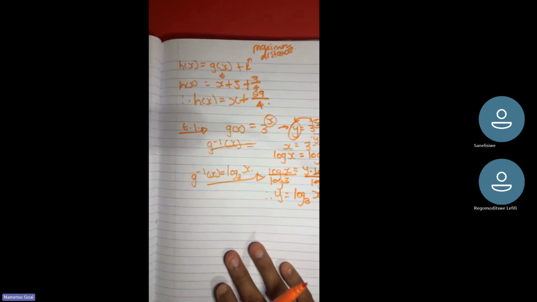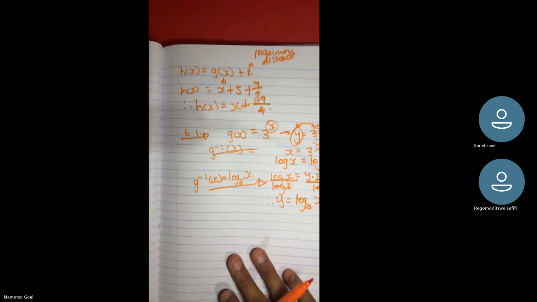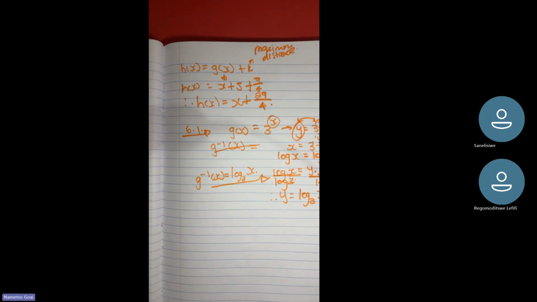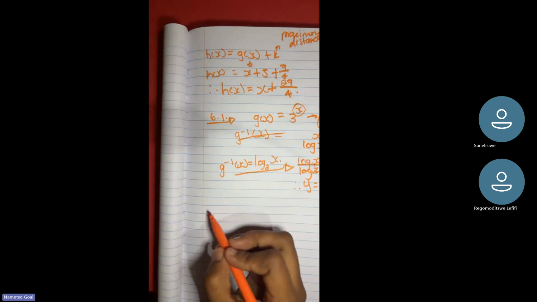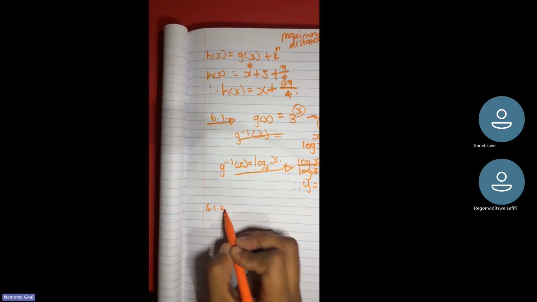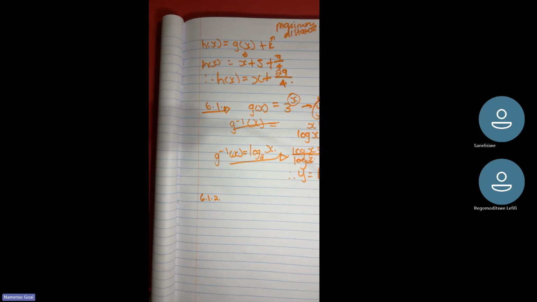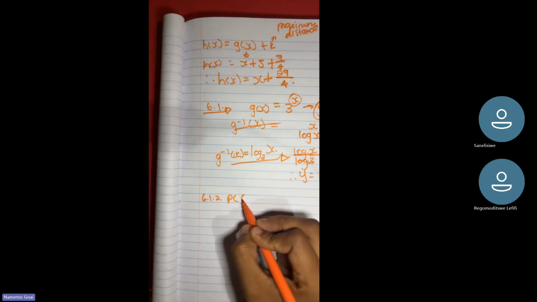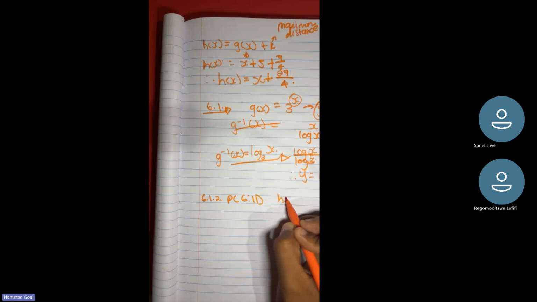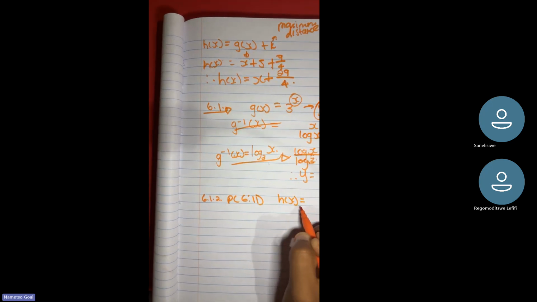Okay, wait, let me see. They're saying P, right, 6.1.2. So they're saying point P, which is (6, 11), lies where? It lies on h of x. So we have point P, which is (6, 11), and it lies on h of x, which is equal to 3 raised to the power x.